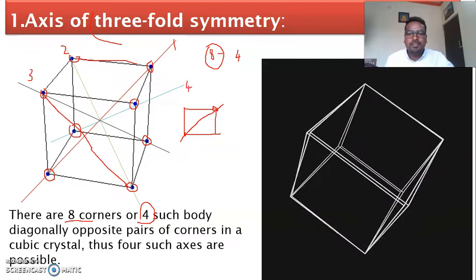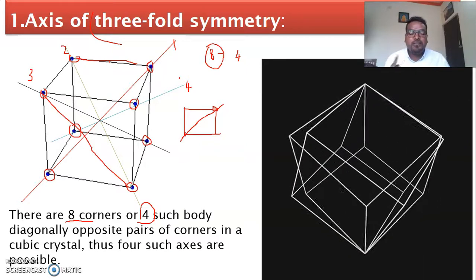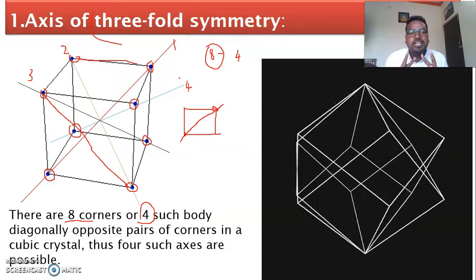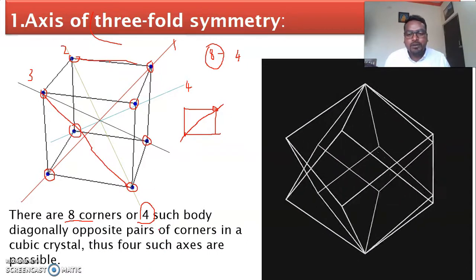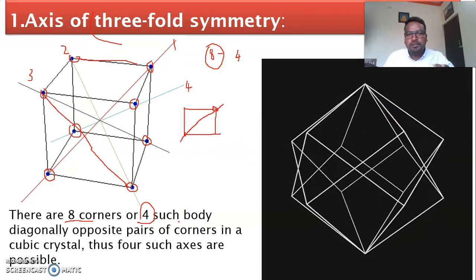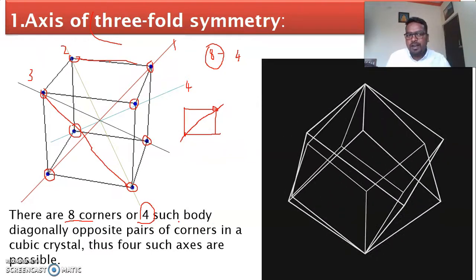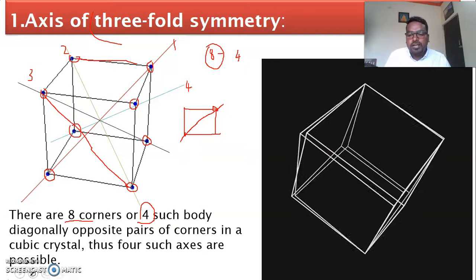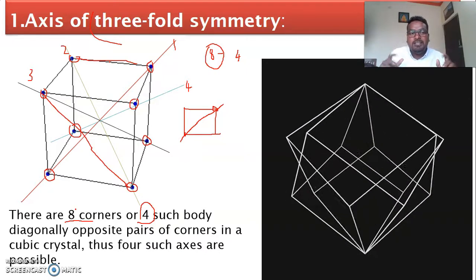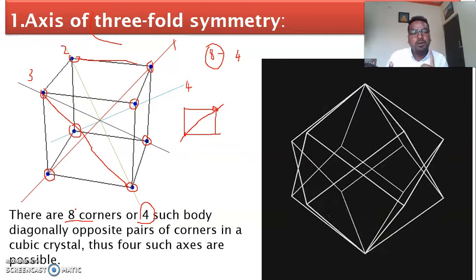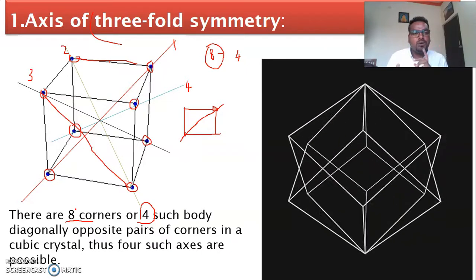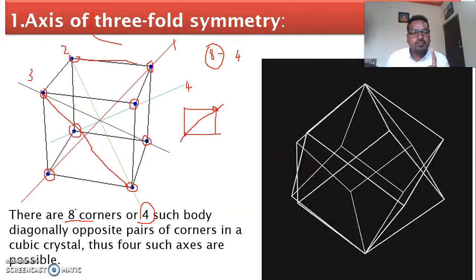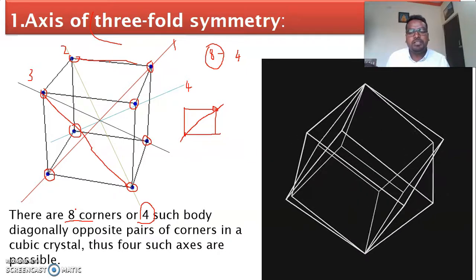By using 4 axes you can rotate this crystal, and after rotating you get the same appearance 3 times. That's why there are 4 operations there. Don't get confused between the threefold axis and the 4 different operations. Why is it called threefold? Because on rotating we get the same appearance 3 times. For one complete rotation, that is 360 degrees, we have got the same appearance 3 times, that's why it is threefold.